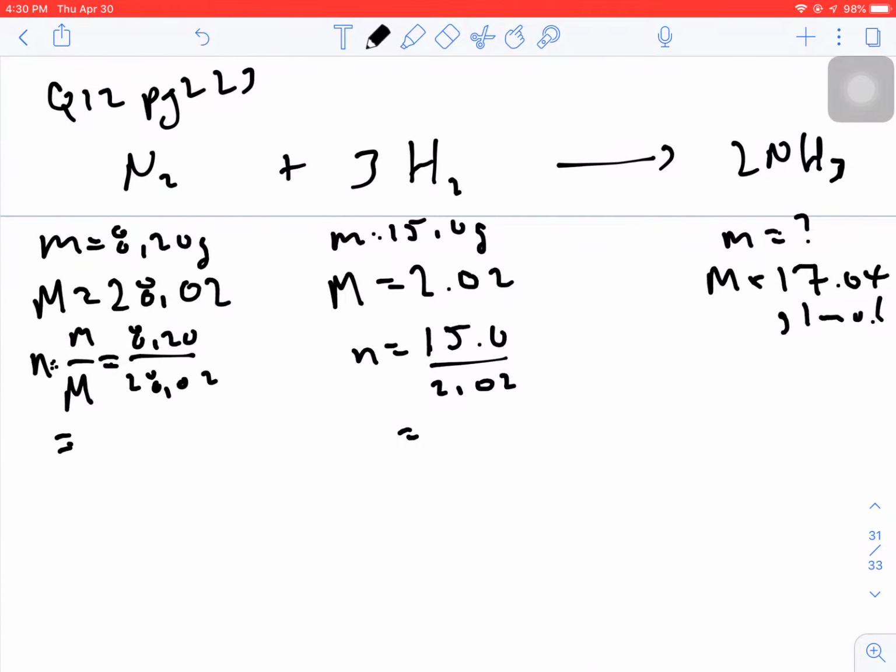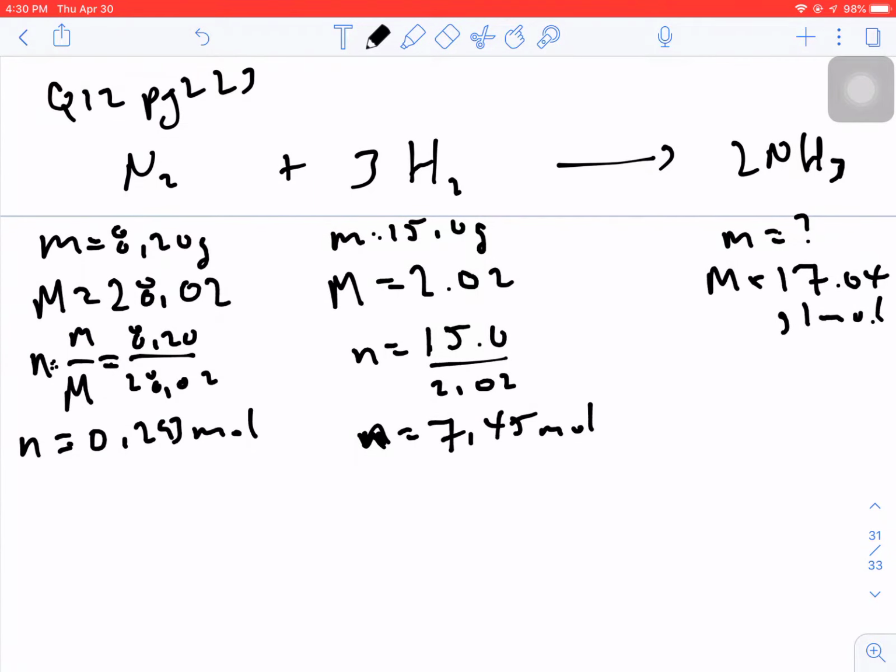Okay, on my calculator, I'm going to get my numbers of moles. So I'm going to get 0.293 moles of nitrogen that were in the system, in the test tube, in the beaker, whatever it is. And I've got 7.45 moles of hydrogen gas. Okay, so now I know what I put into the beaker. So I know my number of moles of both.